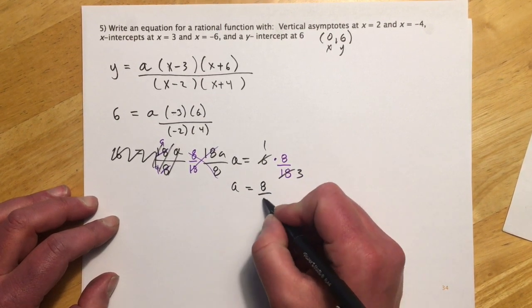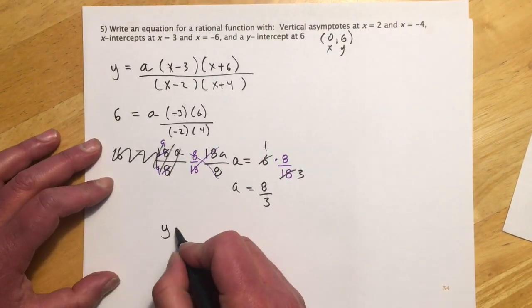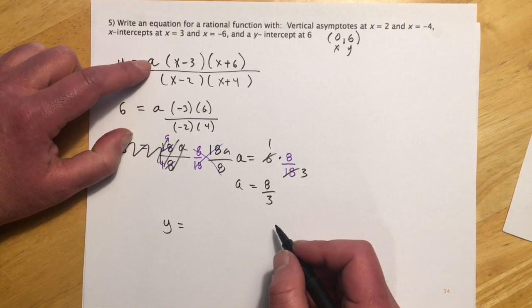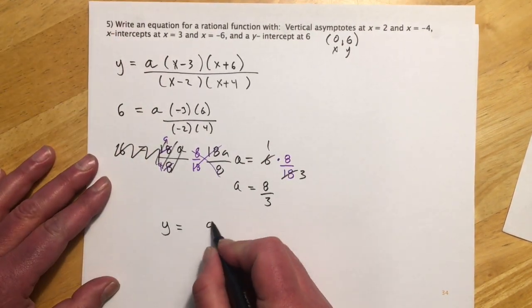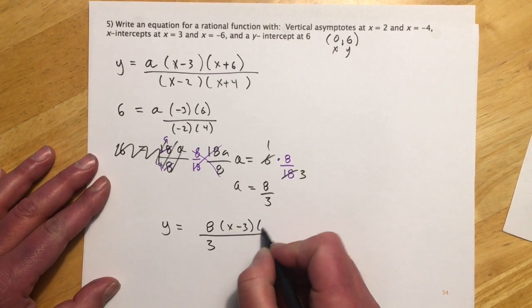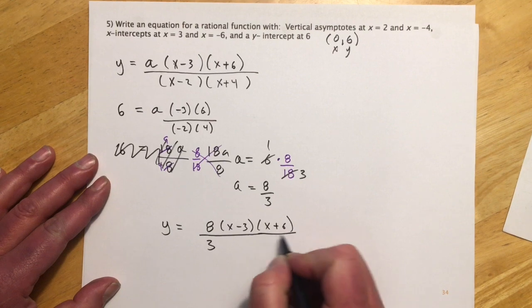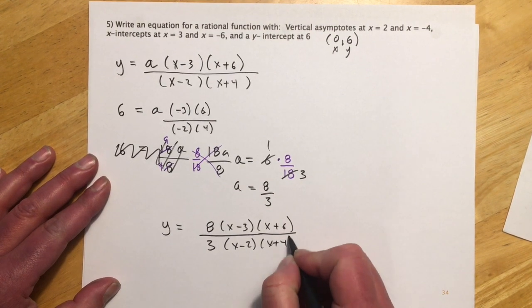So A is 8/3. So final answer on this would look like y equals, and rather than writing 8/3 up in the numerator, which looks kind of crummy because there's a fraction in the fraction, we'll write it 8 over 3, x minus 3, x plus 6, and x minus 2, x plus 4.